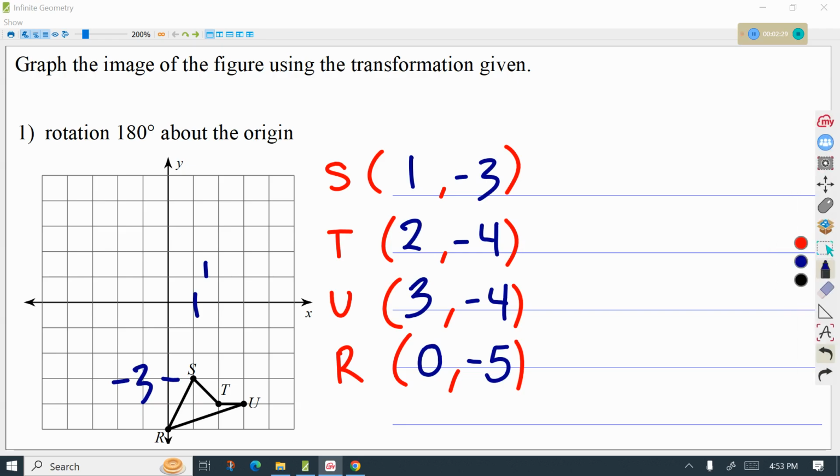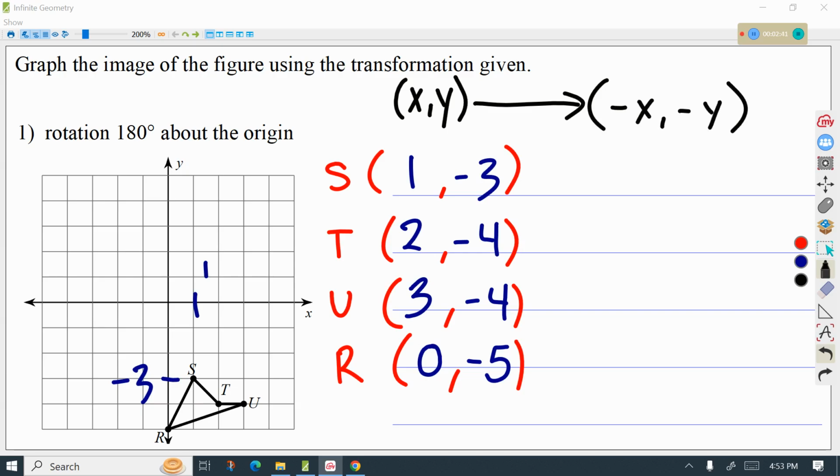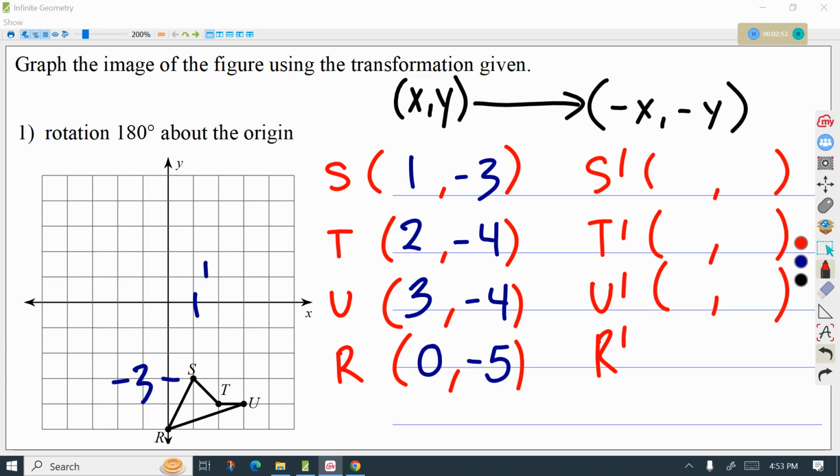So what we just did is we labeled all of our points, and we have to understand that a rotation 180 about the origin means that I have to follow this arrow notation, where I take my x and y and we change the sign of them. Okay, so to get the value of S prime, T prime, U prime, and R prime, all we have to do is change the sign. So let's go put those numbers in.